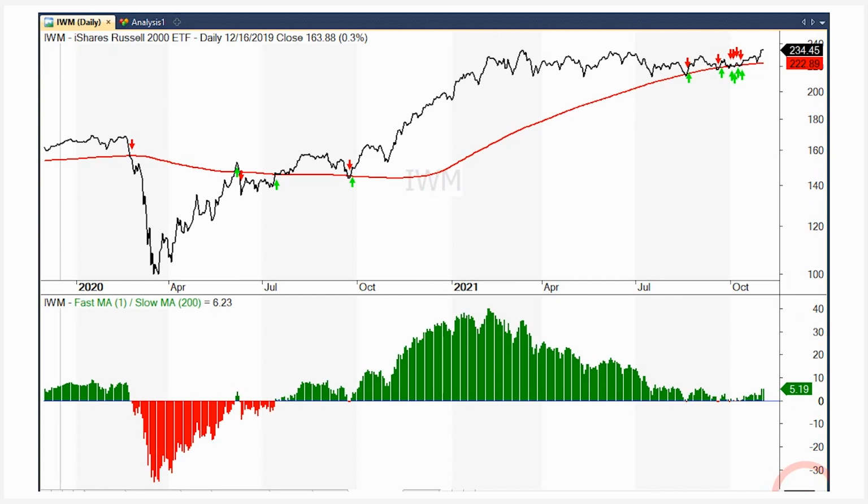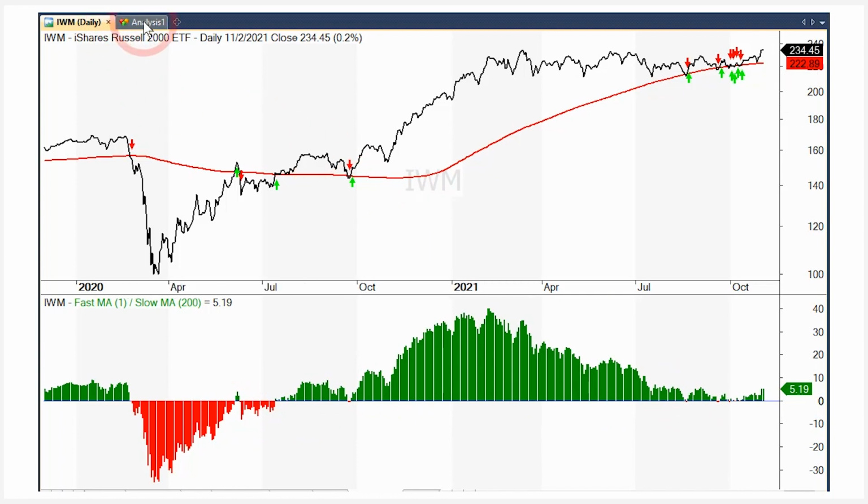But as far as deciding whether the moving average is a good signal to take, we really need to back test it. And so that's what I've done. And by the way, this histogram here shows when you're below the 200-day, it's red. When you're above, it's green.